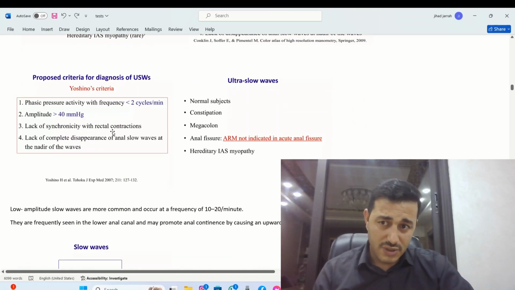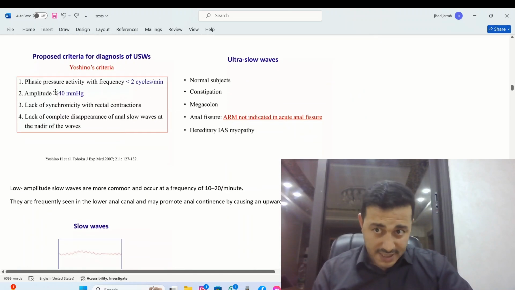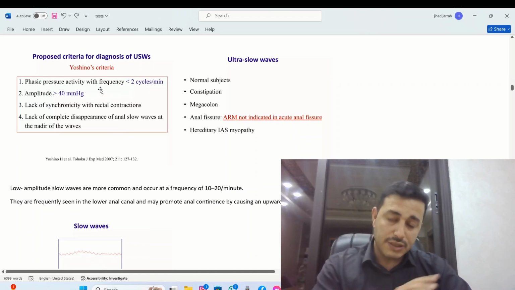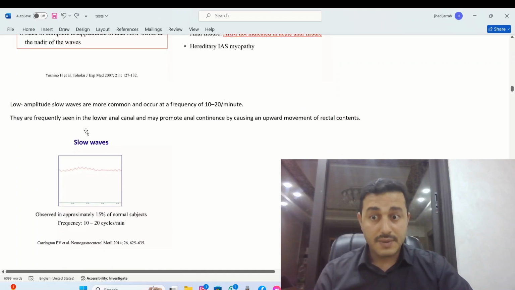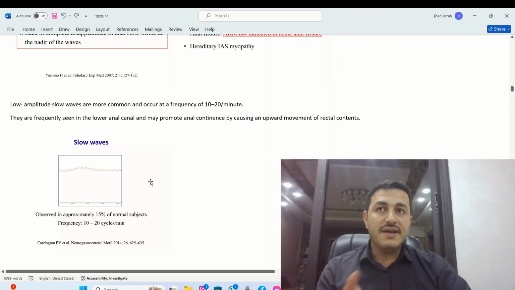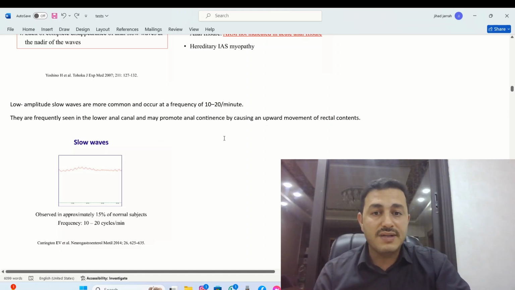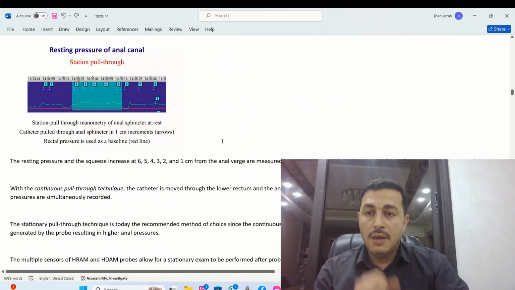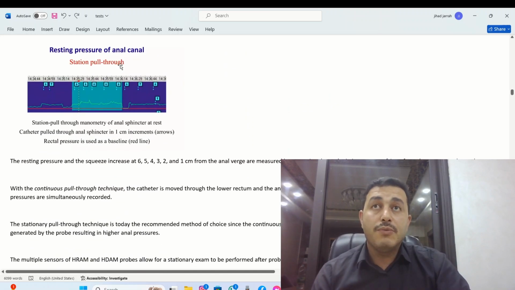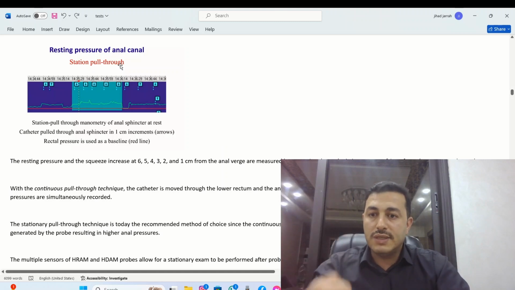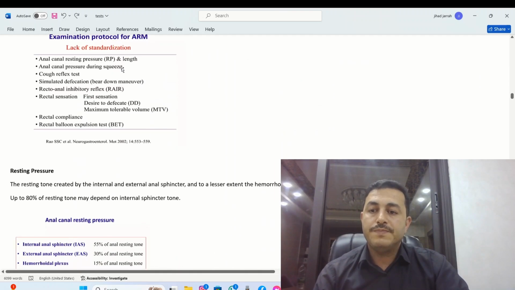Actually, we have a criteria to diagnose them. Of this criteria, less than 2 cycles per minute, amplitude high more than 40. The slow wave, more common, 10 to 20. Normal significance, they may push the stool up and participate in continence. This is the stationary pull through. We say we pull every 1 centimeter and we detect the pressure.